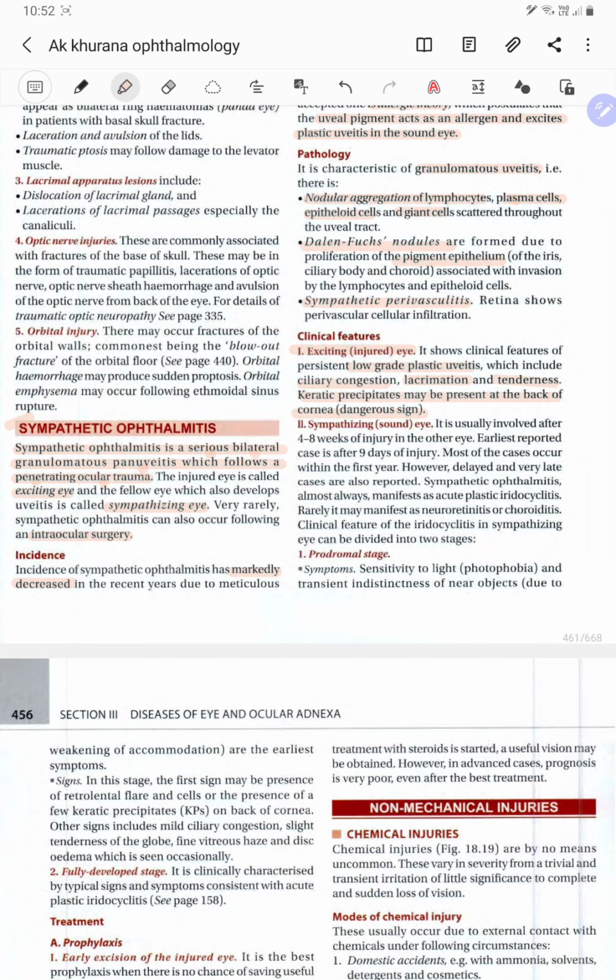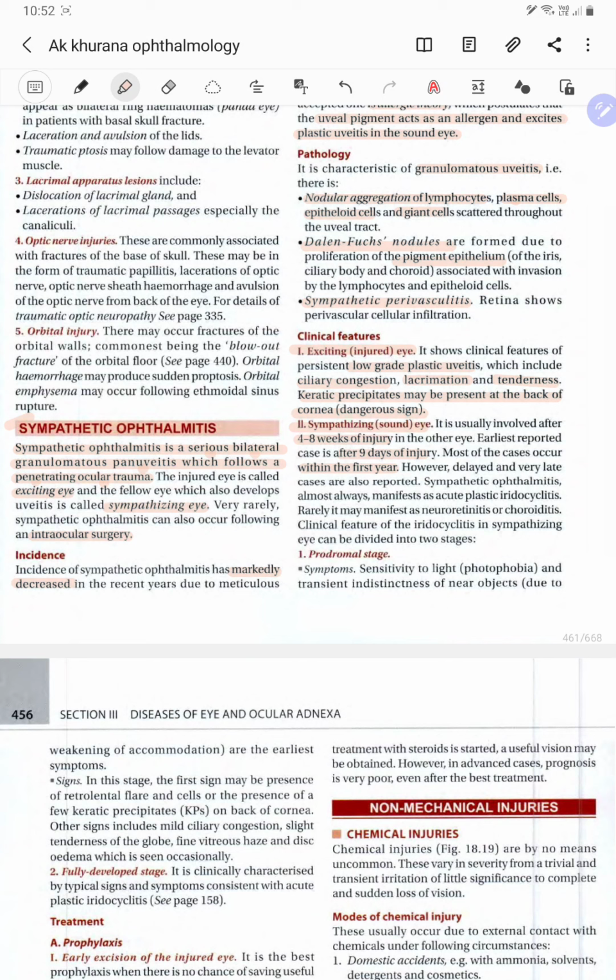Now, what are the signs in the sympathizing eye? The sympathizing eye usually develops symptoms after 4 to 8 weeks of injury, and the earliest has been seen after 9 days of injury. So it is a variable period, and it mostly develops within the first year of injury if it is to develop.